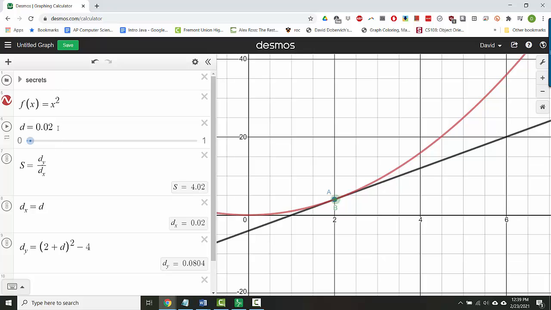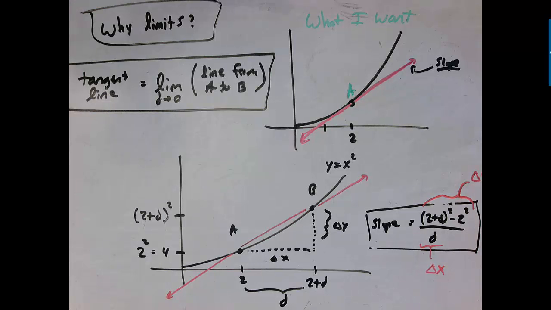So you can see that when d is very small, the ratio of the two is approaching a fixed number. So that's what's magic about limits. We have this fraction where the numerator is getting closer and closer to 0. The denominator is getting closer and closer to 0. But when you divide them, the overall fraction is getting closer and closer to 4, which is the slope that we want for this tangent line. So let's calculate this out the rest of the way.